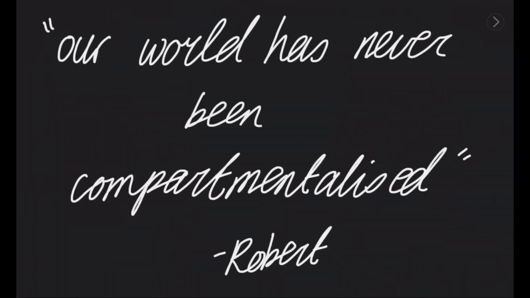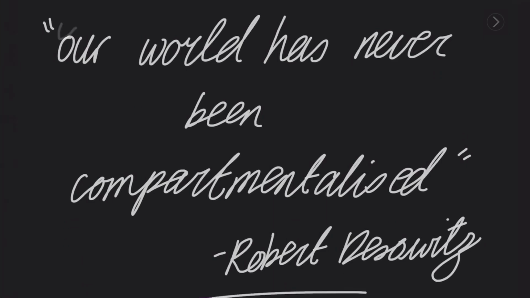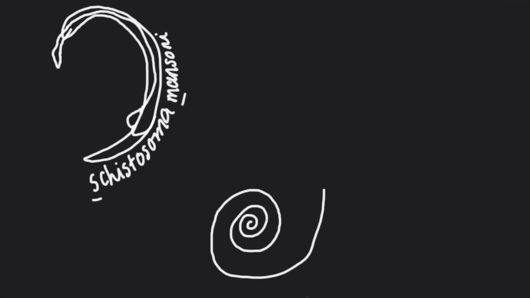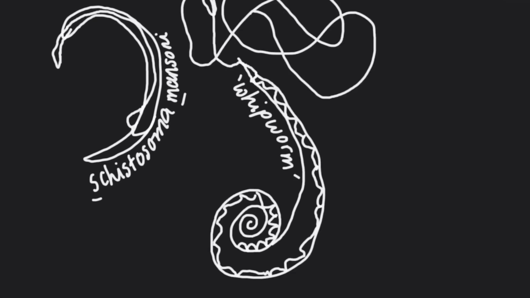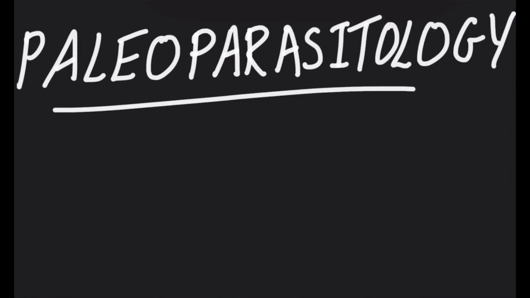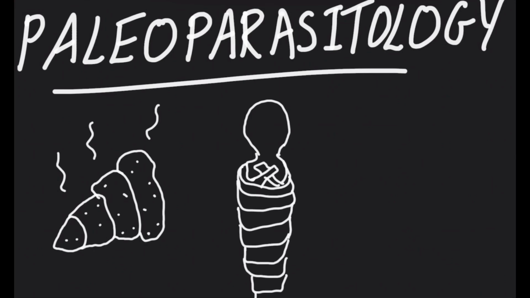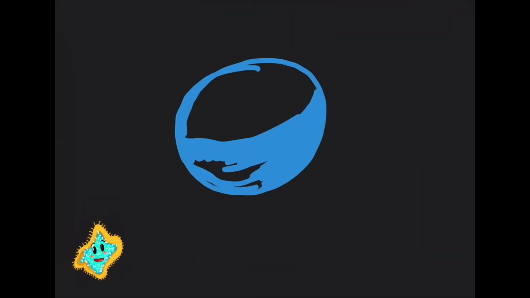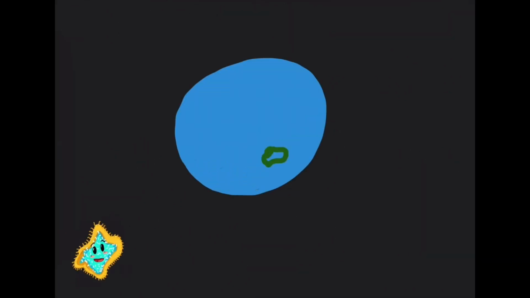Our world has never been compartmentalised. If we want to understand past environments, we need to look at the traces they've left behind. One way to do this is through paleoparasitology, the study of ancient parasites preserved in things like coprolites, mummies, and sediments. Since many parasites have specific environmental needs, their presence or absence in ancient remains can tell us a lot about past climates and ecological shifts.